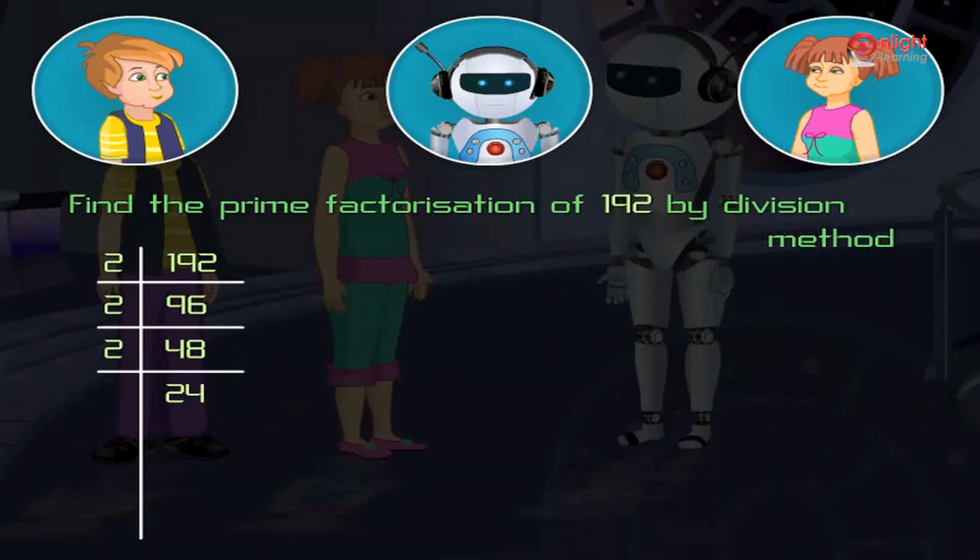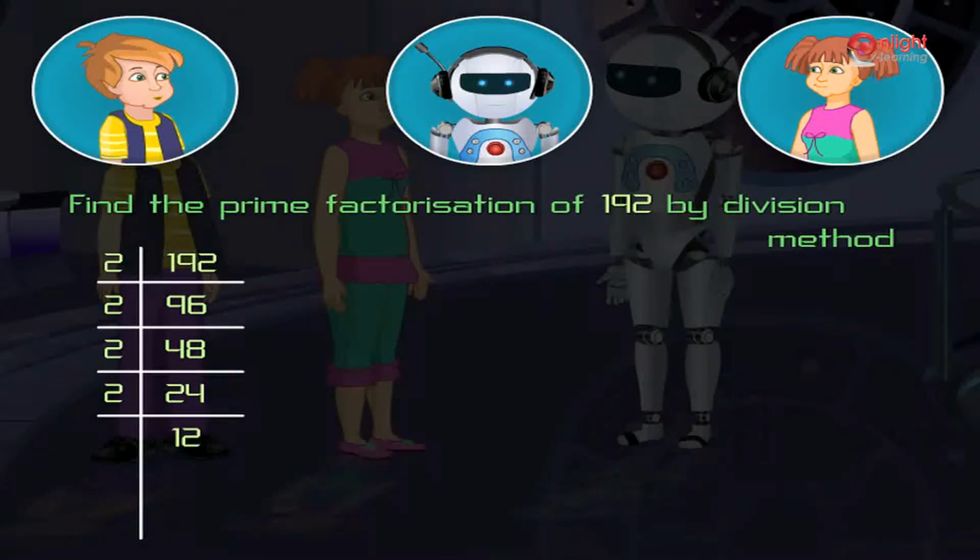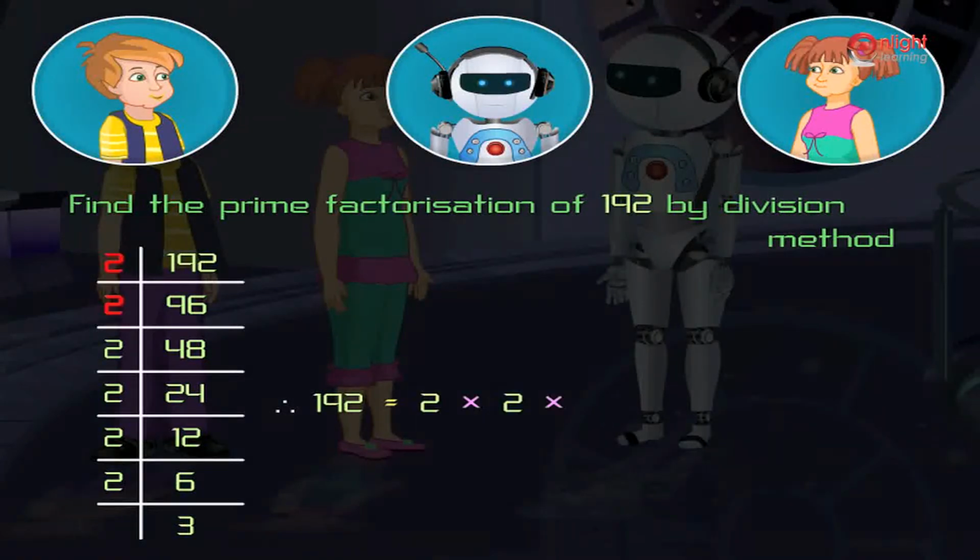24 divided by 2, our quotient is 12. 12 can be divided by 2, the quotient is 6. And finally 6 divided by 2 gives the quotient as 3. Therefore, 192 can be expressed as the product of prime factors as 2 multiplied by 2 multiplied by 2 multiplied by 2 multiplied by 2 multiplied by 2 multiplied by 3.